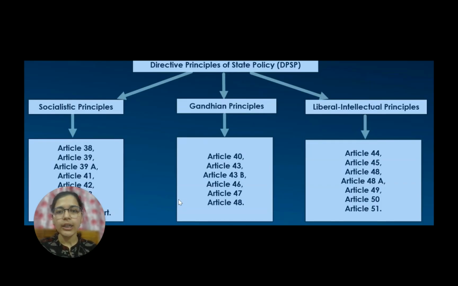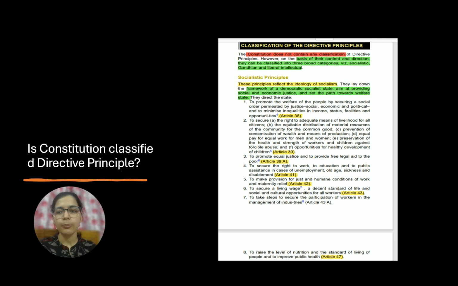These are the broad classification of DPSP based on the principles that they contain. The first one is socialistic principles, the second is Gandhian principles, and the third is liberal intellectual principles. But let's explore, is this classification done by the Constitution? And the answer is no. The Constitution does not contain any classification of DPSP. However, on the basis of their content and direction, they can be classified into three broad categories.